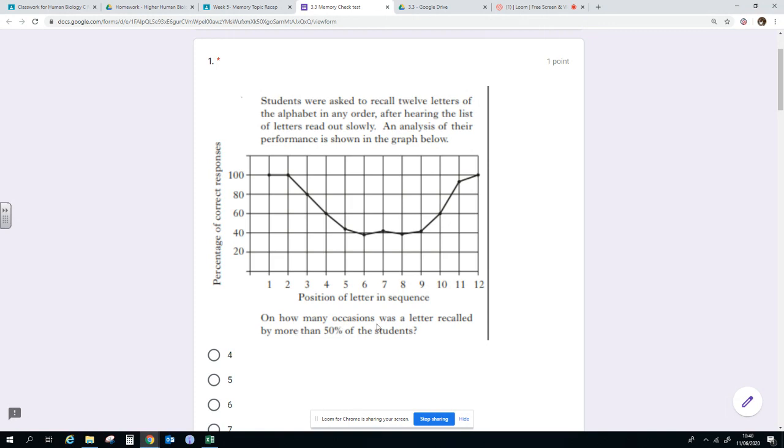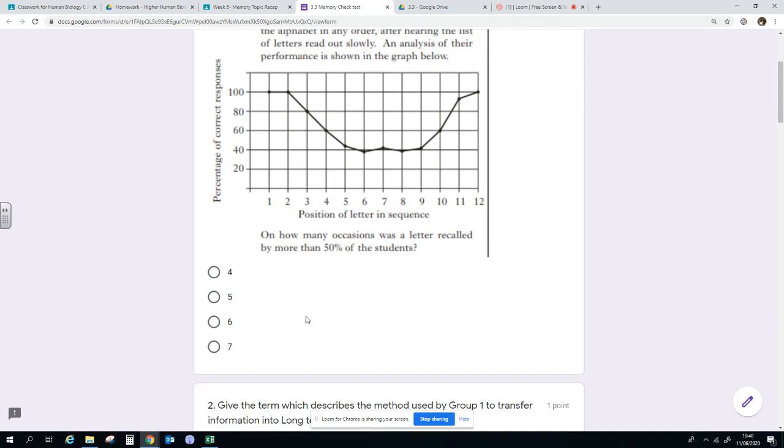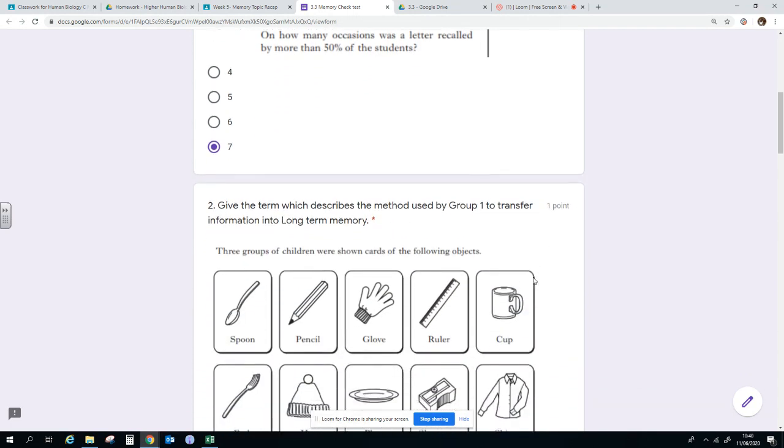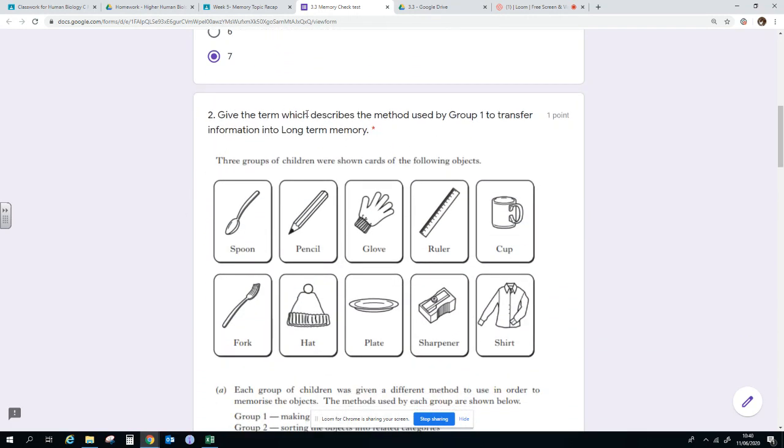On how many occasions was the letter recalled by more than 50% of the students? So you're looking for how many times it was above here. So 1, 2, 3, 4, 5, 6, 7. 7 out of 12. So there we go, 7 out of 12.